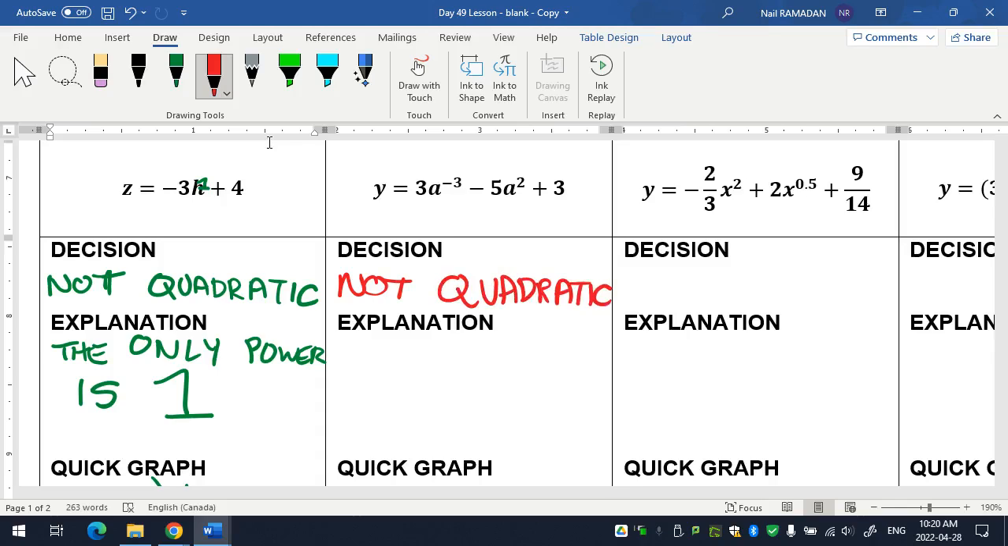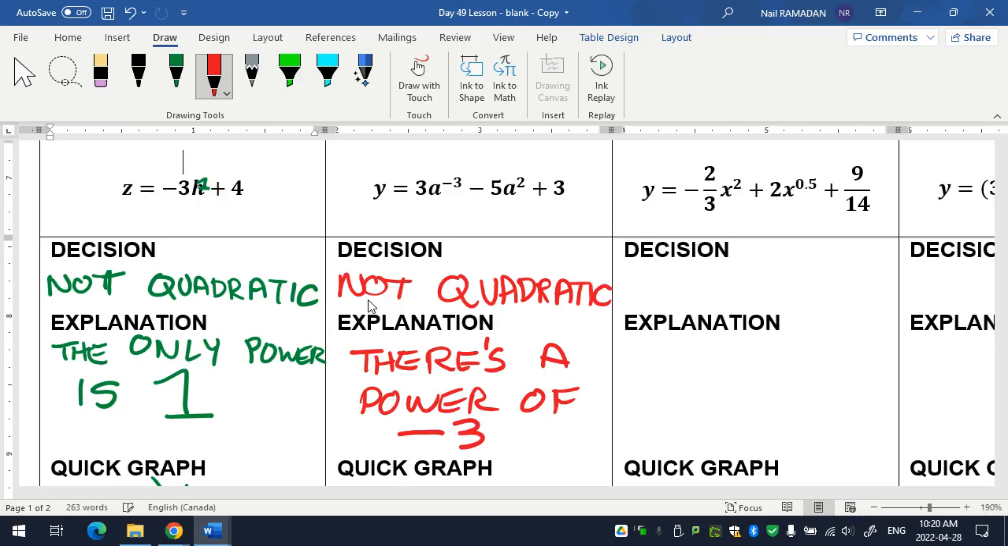Not quadratic. What was the reason? There's a power of -3. You don't even need to tell me which variable it's on. You just tell me there's a -3 and it's causing trouble. There's a power of -3. What do I do now? Quick sketch.